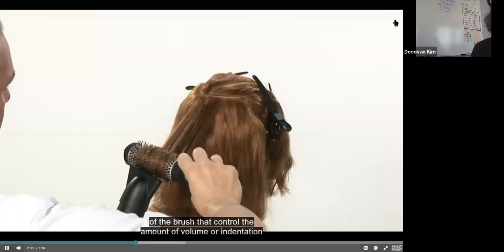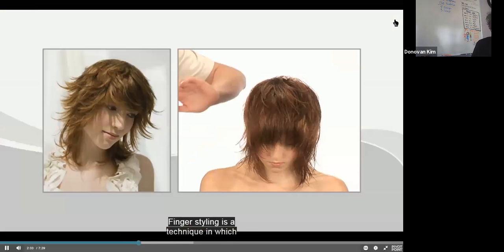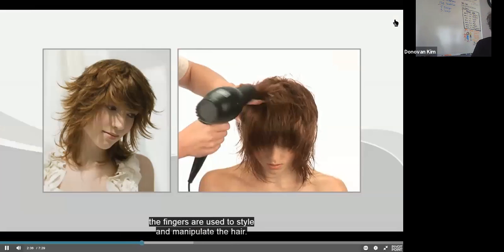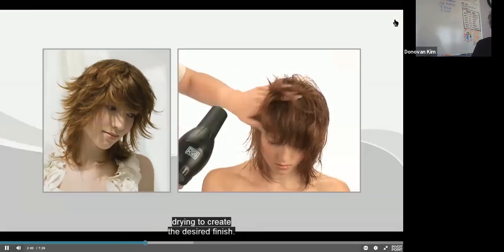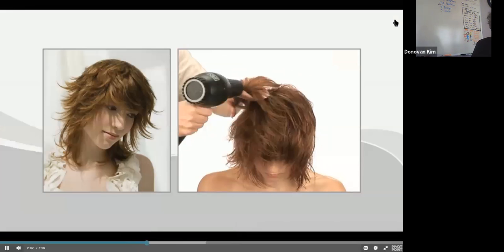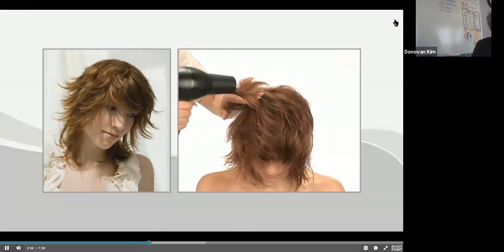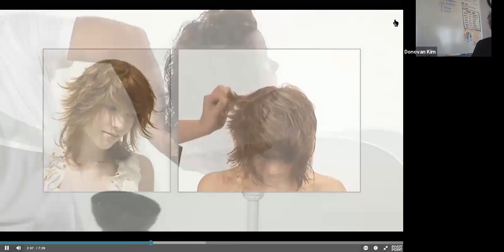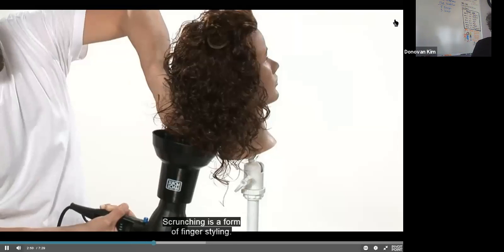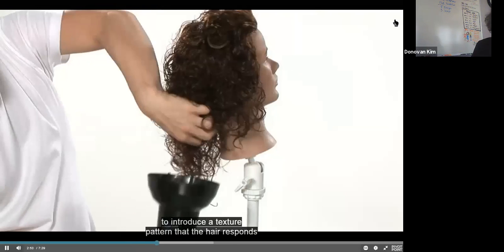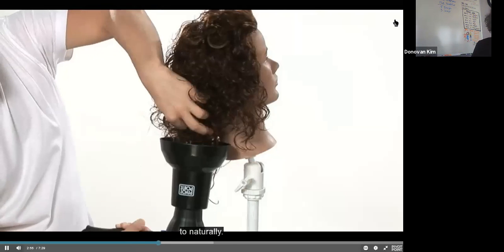Finger styling is a technique in which the fingers are used to style and manipulate the hair. The hair is lifted or held flat while drying to create the desired finish. Scrunching is a form of finger styling. In this technique, the hair is squeezed to introduce a texture pattern that the hair responds to naturally.